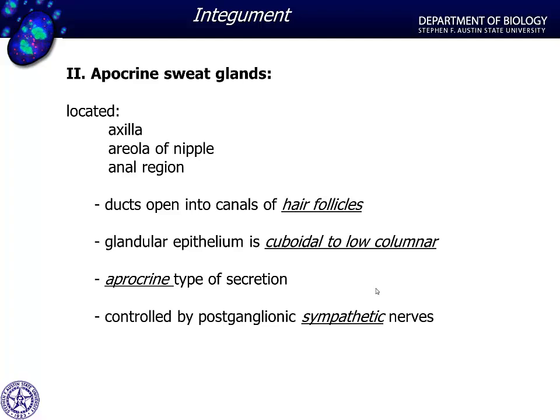So when you have BO, that's where this is coming from, your apocrine sweat glands. Now, these ducts do not open on the surface of the skin, but they open directly into the hair follicles. And when we look at this glandular epithelium, they're going to be a little bit taller than we see with the eccrine, cuboid to low columnar. And their type of secretion, hence the name apocrine, is the apocrine type. And these are also sympathetically controlled.